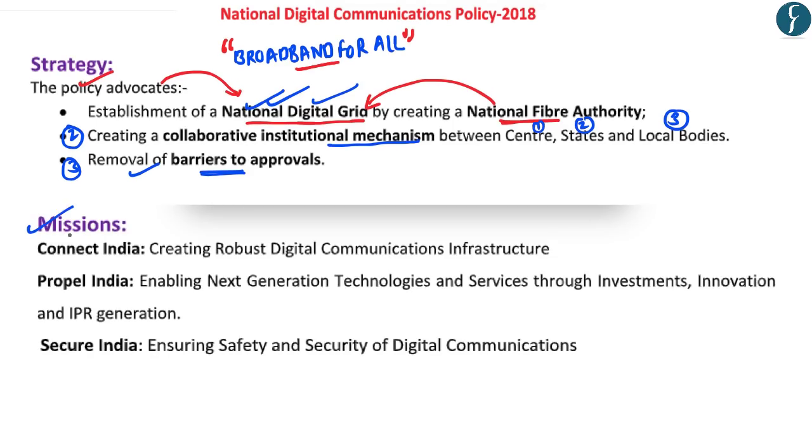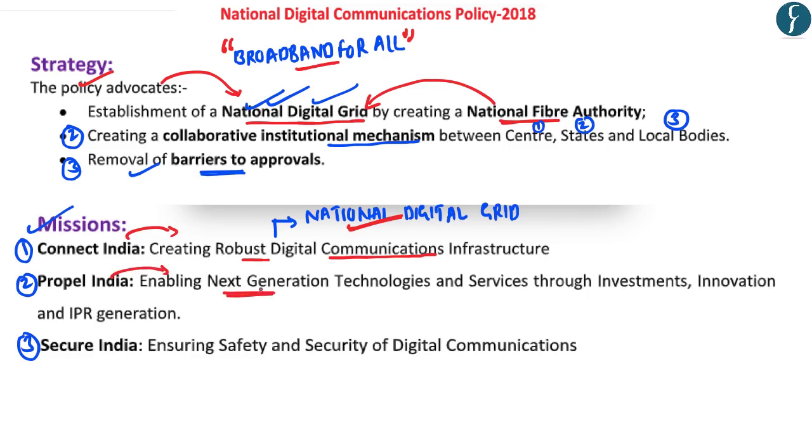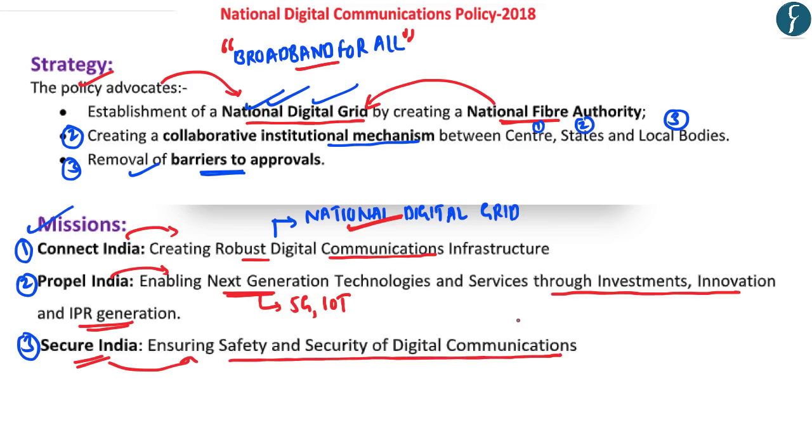Now, coming to the missions, this particular policy has 3 different missions, that is Connect India, Propel India and Secure India. Now, this Connect India mission aims at creating robust digital communication infrastructure in India, which would be in the form of national digital grid, which we had discussed earlier. The Propel India mission aims at enabling the next generation technologies such as 5G, IoT, that is Internet of Things, through investment, innovation and IPR generation.